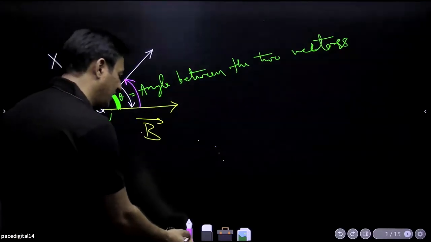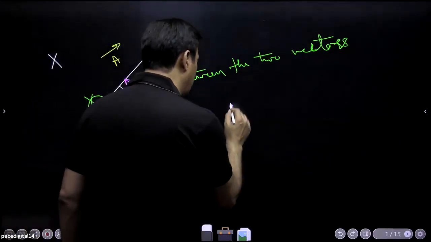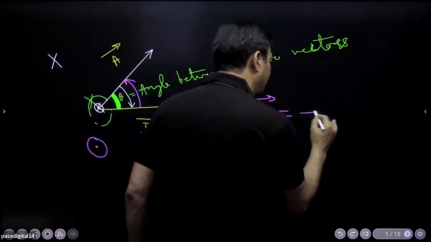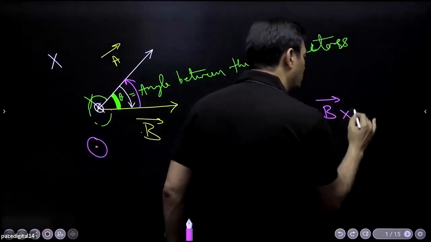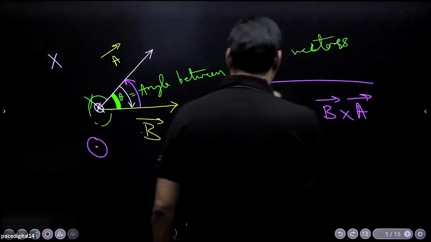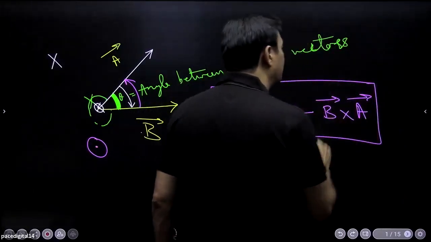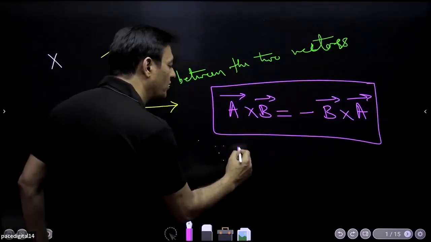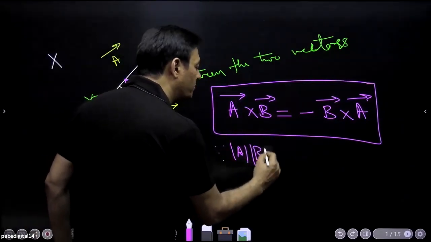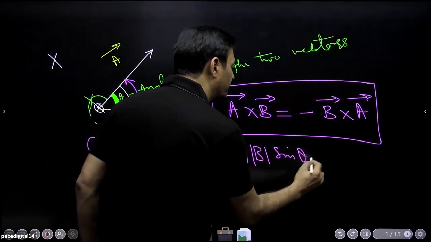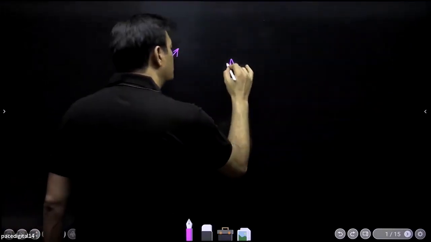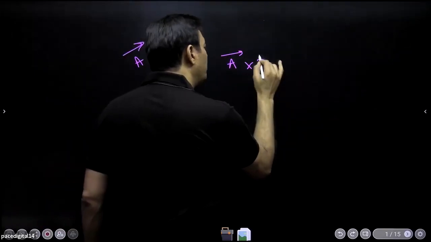Now, can I say A cross B will be equal to minus B cross A? Is it correct or not? Yes, sir. They both have opposite direction. Magnitude remains the same. For both, magnitude will be magnitude A, magnitude B, sine theta. If you have A and B, and you find A cross B, this is a very important thing.